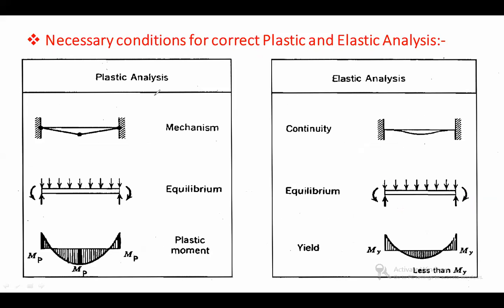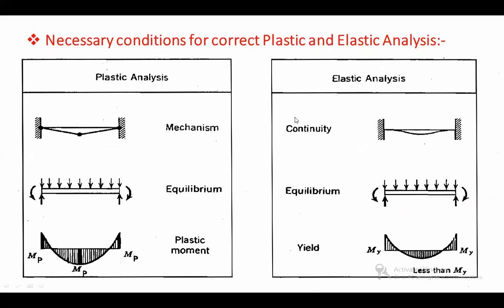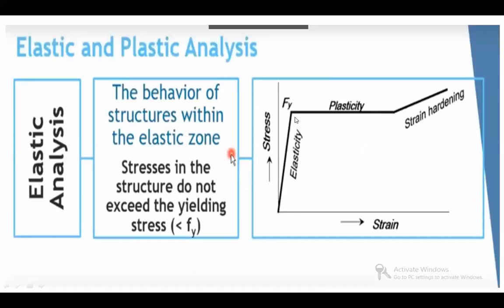You can see from this again, plastic analysis: this black dot is indicated by the plastic hinge. Sorry, plastic hinge, not mechanical hinge. That is the mechanism condition. Second is equilibrium condition, and third is your plastic moment. In elastic analysis: continuity, if load increases then deformation also goes on increasing, equilibrium, and the yield moment. These are the conditions of your elastic and the plastic analysis.